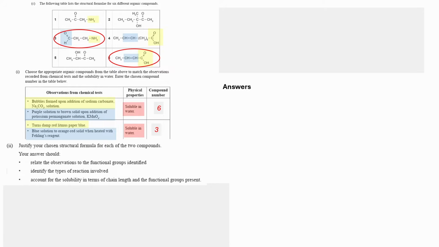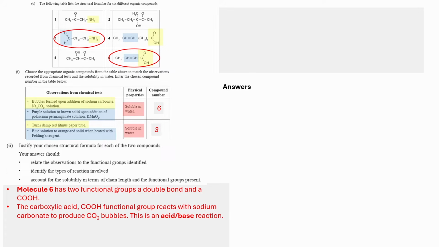So here's 3. Now, the second part to this is to justify why we did this. I just went through and justified each of my choices with you, but we need to write them down. In our answer, we should relate the observation to the functional group, identify the type of reaction involved, and account for the solubility in terms of chain length and functional group present. So let's do this for 6 first. It has 2 functional groups: a double bond in blue and a carboxylic acid in yellow here. The carboxylic acid reacts with the sodium carbonate to produce carbon dioxide bubbles. This is an acid-base reaction. So I have said the type of reaction, and I've said the functional group.